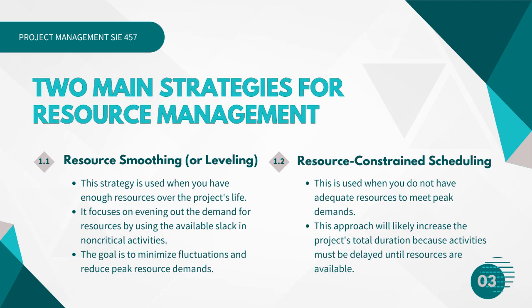When it comes to managing resources, we have two primary strategies, and the one you choose depends entirely on your situation. First, there's resource smoothing, also called leveling. Think of this as fine-tuning. It's for when you have adequate resources, and you're simply trying to even out the demand by using the available slack in non-critical activities. But what if you don't have enough resources? That brings us to resource-constrained scheduling. In this case, the lack of resources is the driving constraint, and you'll likely have to delay some activities, which can increase the project's overall duration.